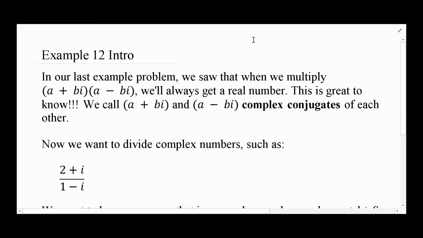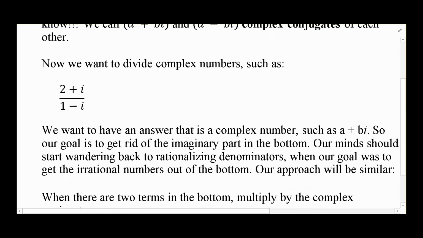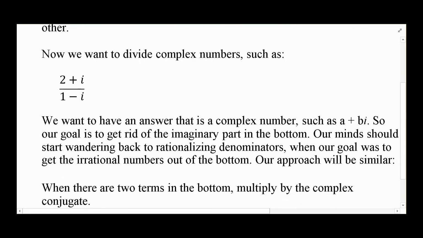So in our last example, we saw that when we were multiplying conjugates together, we got a fully real number. The i's were gone, which is awesome for us to know, because that means that if we're multiplying conjugates together, we can get i's out of the picture. So we do call a plus bi and a minus bi complex conjugates of each other, but they're really the same idea as the conjugates we've been using anyhow. So what we want to move into now is we're going to talk about doing division of complex numbers with like 2 plus i over 1 minus i. But we don't want to really do division. What our actual goal is basically to rewrite this as a plus bi. In other words, we want to get the i out of the bottom.